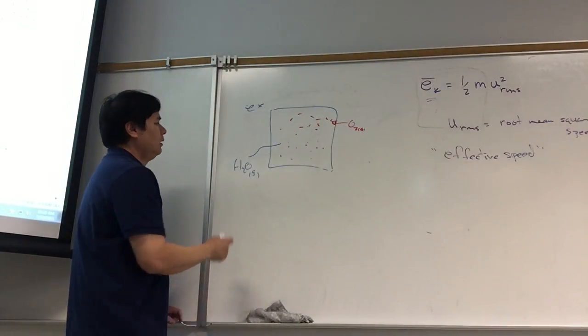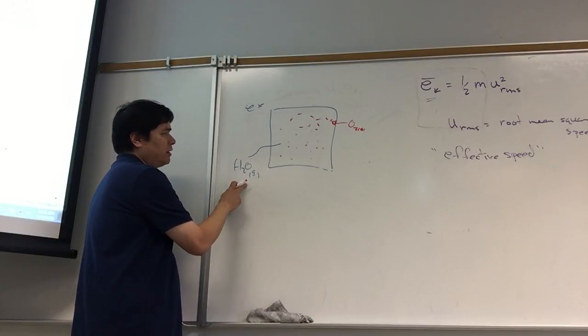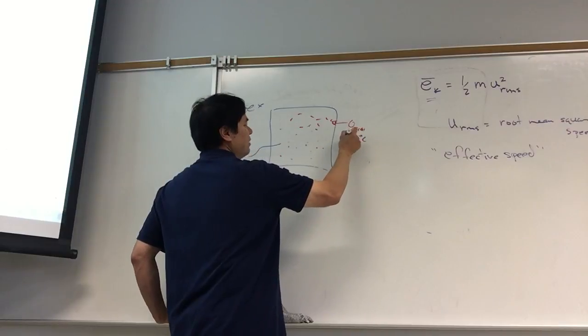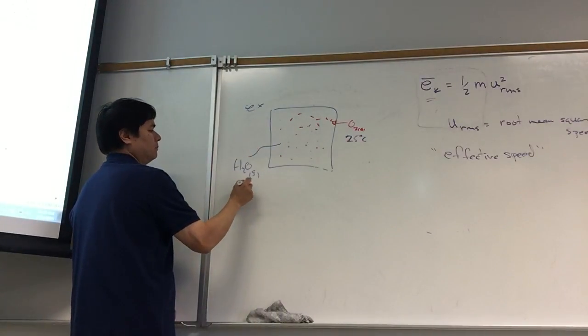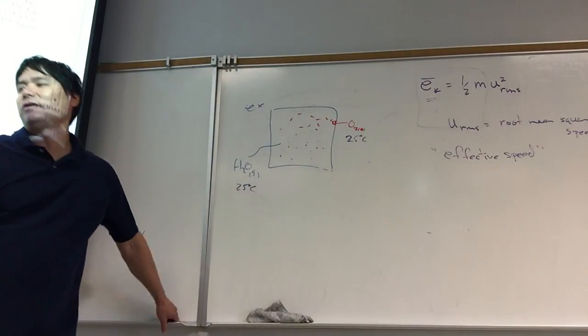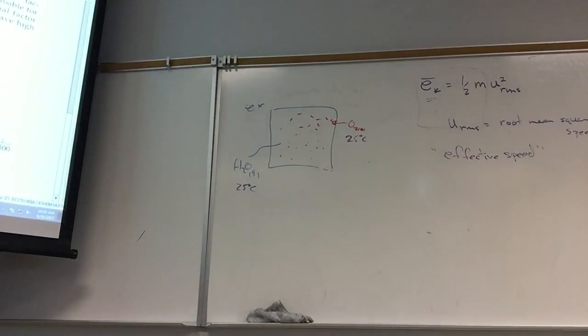And so, the H2O gas is at 25 degrees C, and the oxygen gas is at 25 degrees C. So both of these gases are 25 degrees C. And so, since both of these gases are 25 degrees C, it means that they both have the same, what? You know what they both have the same of?